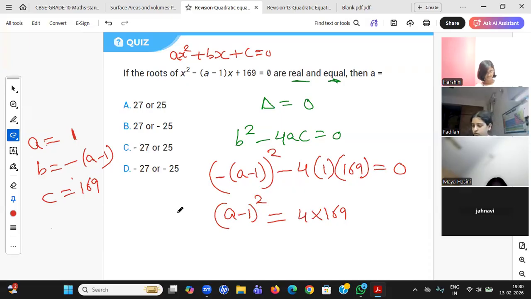You see, student, little tricks will help you to save your time. You see, I did not use (A minus B) whole square. I just kept it like that. Minus square is plus. I transferred 4. I am not doing 4 into 169. Why? Because I know that I need to square root it.